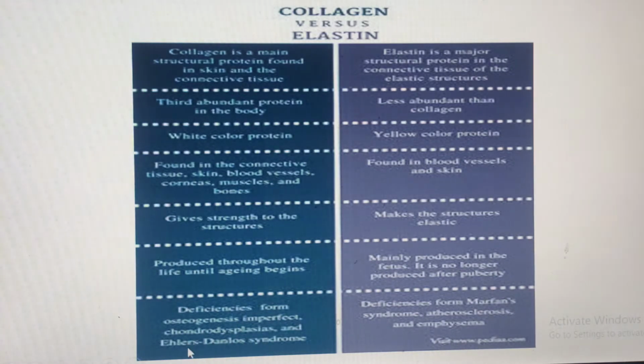Okay, as well as Ehlers-Danlos syndrome. Then, deficiencies of elastin will lead to, of course, something like Marfan syndrome, atherosclerosis, and emphysema, for instance, in the lung. So these are some distinctions that we have to know regarding collagen and, of course, elastic fibers.